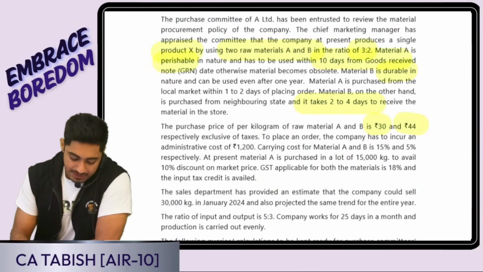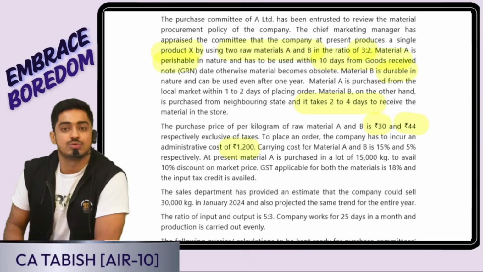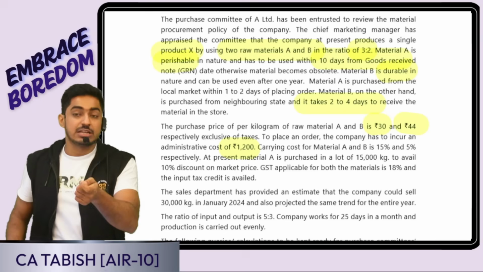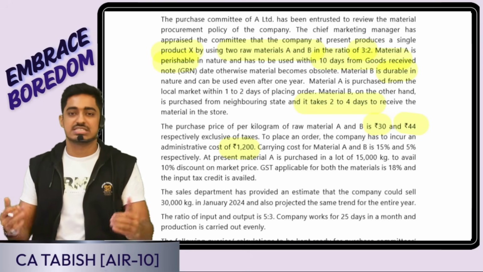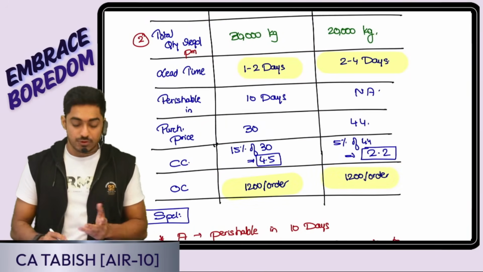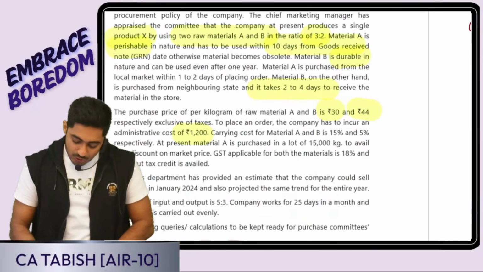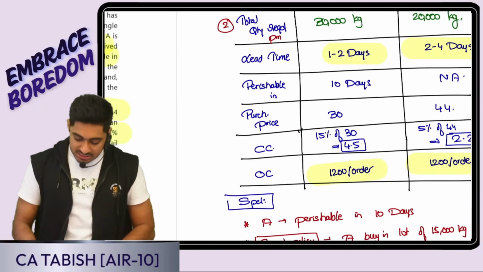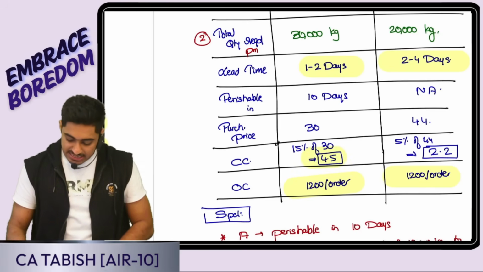To place an order, the company has to incur an administrative cost of 1,200. Ordering cost is 1,200. Has the question specifically told whether it is for A or B? No, that means what is the assumption? It is for both the raw materials, the same only. So I'll write, yes, it is going to be 1,200 for both the raw materials. Okay, great. Now, carrying cost is 15% and 5%. It is taken as a percentage of purchase price. So accordingly, I will take the percentage and calculate the carrying cost.